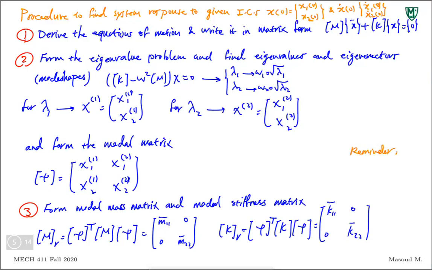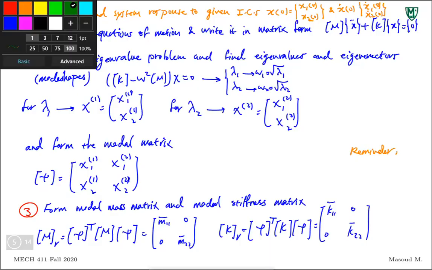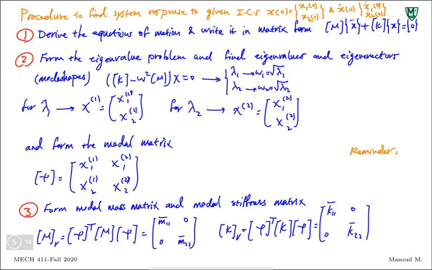for those of you who do not remember how to find the transpose of a 2 by 2 matrix. If A is, write it this way, A, B, C, D, transpose is equal to A, C, B, D. Hopefully I didn't make a mistake. First row becomes the first column and second row becomes the second column. Reminder, I'll put it here. So if you don't know how to find the transpose of a 2 by 2 matrix.